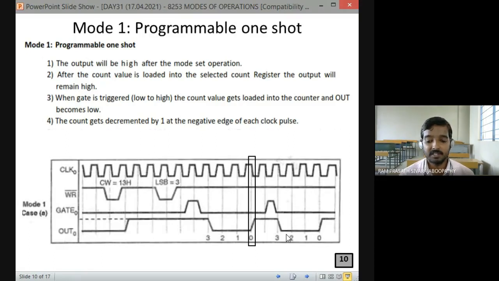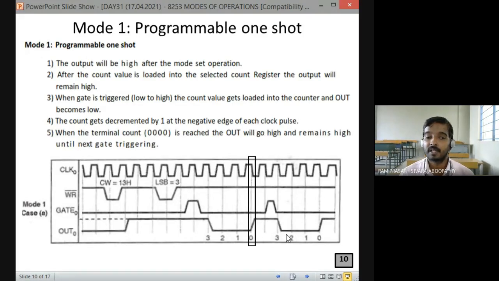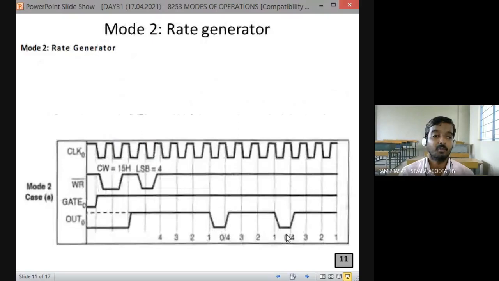Then on each negative edge of the clock, the operation is going on. On the terminal count, the output is changing from low to high again. So it is going to maintain high only. எது வரைக்கும்? Till the next gate trigger. Okay, next gate trigger பண்ணோம்னா என்ன ஆச்சு பாருங்க. 3 again, என்ன ஆகும்? 2 1 0. So whenever you trigger the gate for the programmed period, this signal will be generated. That's all. Okay. Now we will go with mode 2, rate generator. Fine. So in the particular mode la நமக்கு reload operation automatically நடக்கும். இதுக்கு முன்னாடி நான் சொன்னதெல்லாம் count reload ஆகாது. Is it clear?